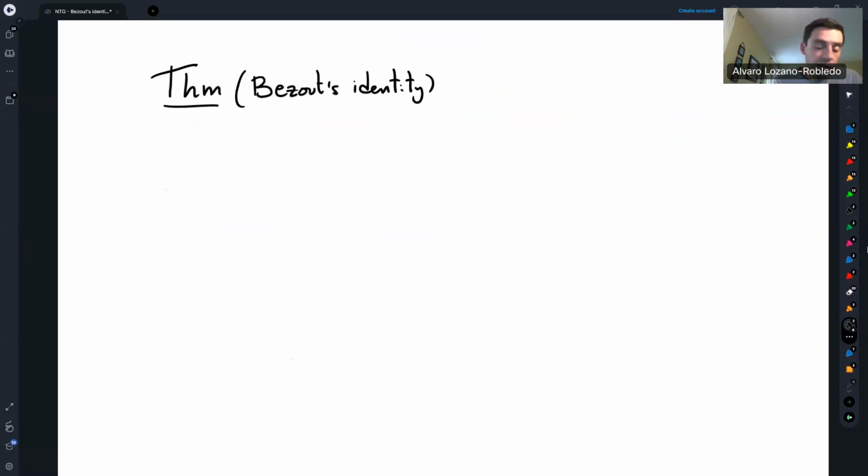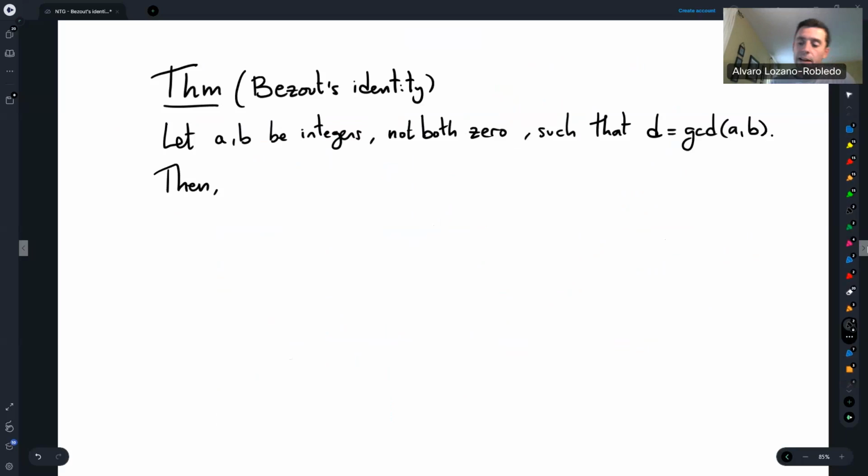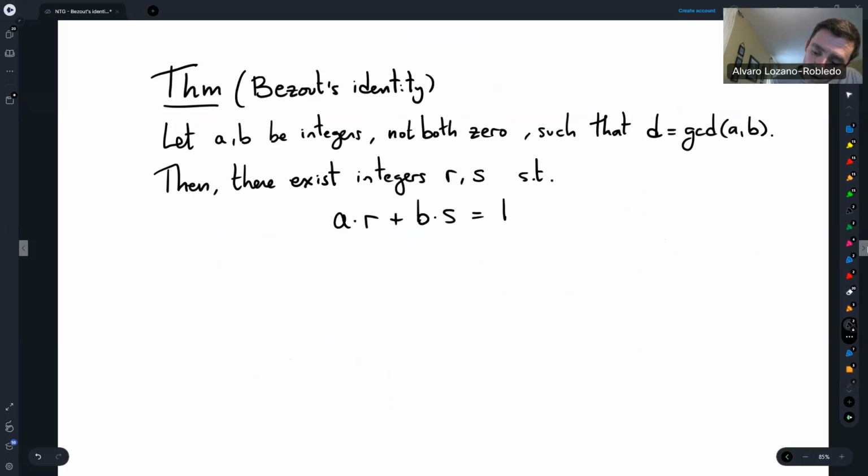Okay, and Bezout's identity says that let A and B be integers, not both 0, because I'm going to do a GCD of them, such that D is the GCD of A and B. Then what just happened is that this algorithm using Euclid's and then Euclid's backwards tells me that there exist integers R and S such that A times R plus B times S equals D.